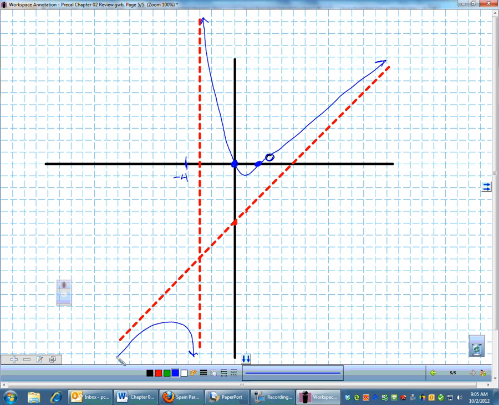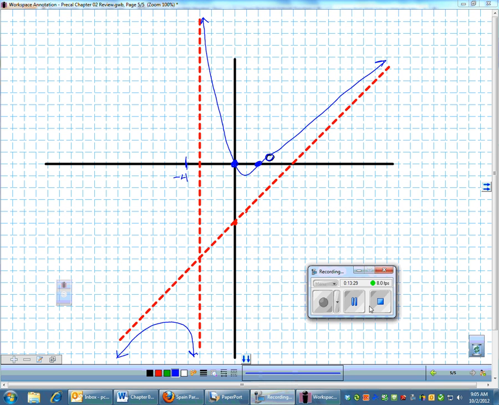So that ended up being a little bit more difficult than I anticipated because of the way the slant asymptote lined up. But there is the other two, the graphing problems.